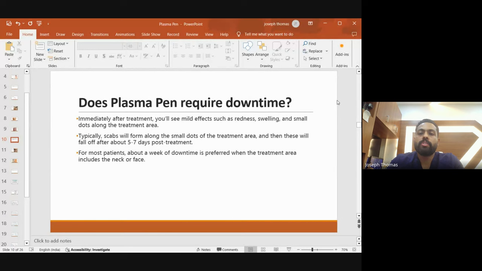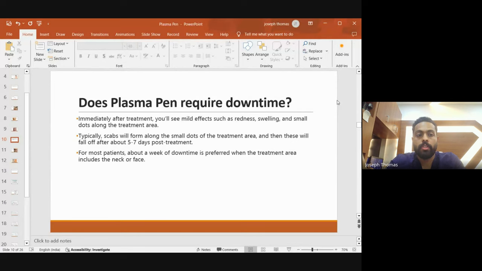For most of the patients, about a week of downtime is preferred when the treatment is done, including the neck and the face. And I'll tell you, in my experience, our Asian skin, our Indian skin, we are more prone to post-inflammatory hyperpigmentation. So inflammation is required, but we don't need too much inflammation. So in our practice, when I do a plasma pen treatment today, after 5 minutes, I'll give them a topical application of some antibacterial with a mild steroid on that day itself, just to minimize the inflammation. We need inflammation, but we don't want inflammation which is leading to hyperpigmentation.